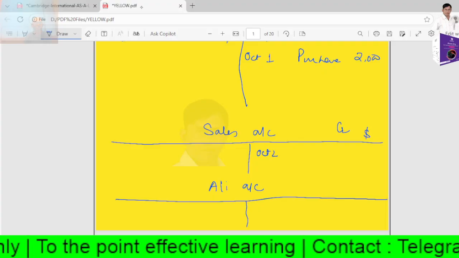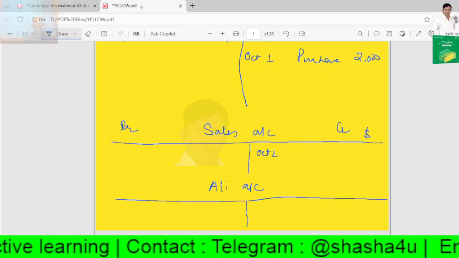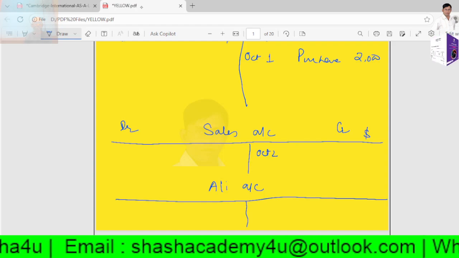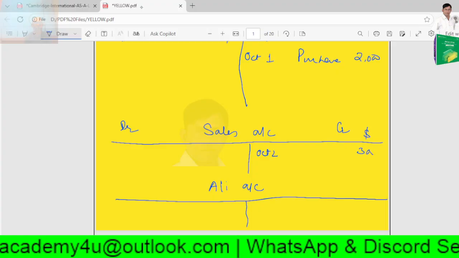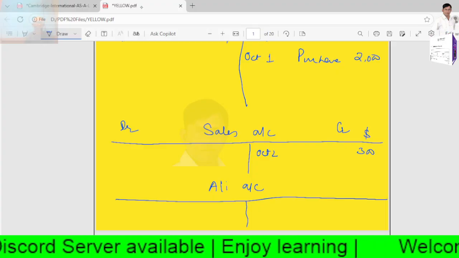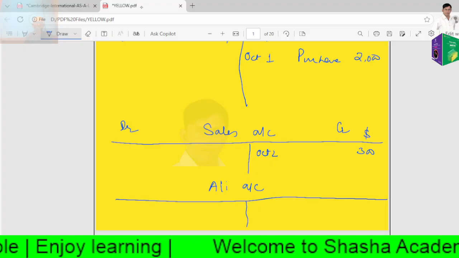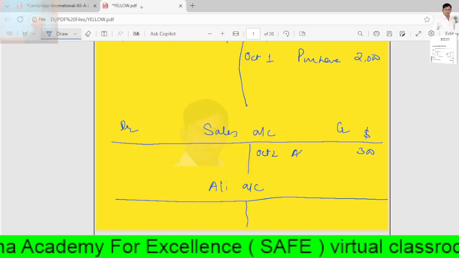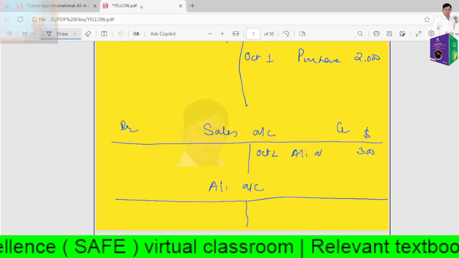So this side is always credit, this side is always debit. So how much? 300. See, sales is a revenue. Sales is always credited. Credit all incomes and gains. Sales account is credited, with a debit to Ali account.